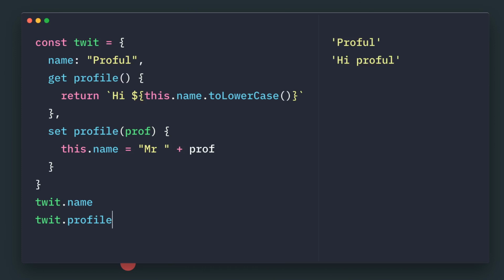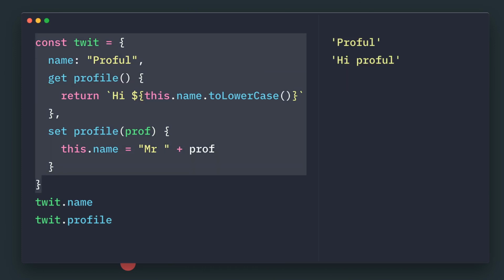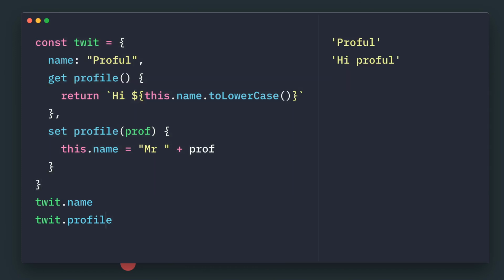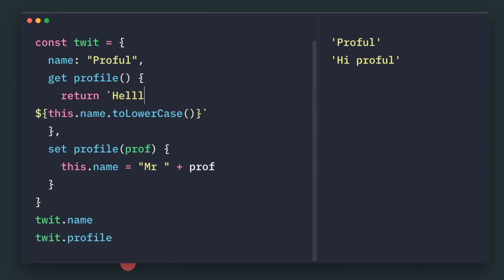If you store it in some other file and another developer is using it, they won't have any clue about whether it is a key or a getter. So it will be hidden from them. For example, if you do hi profile, here it is converting this name profile to lowercase and hi. If you try to manipulate something here, oh, I did a typo. So hello profile will be written over here.